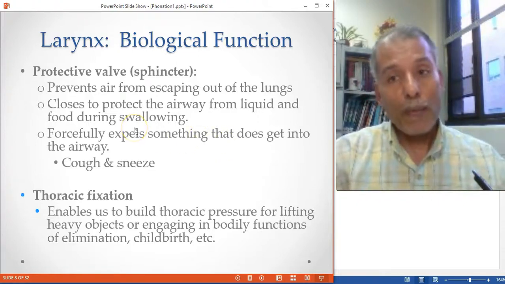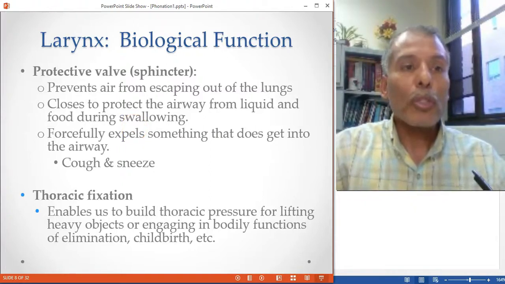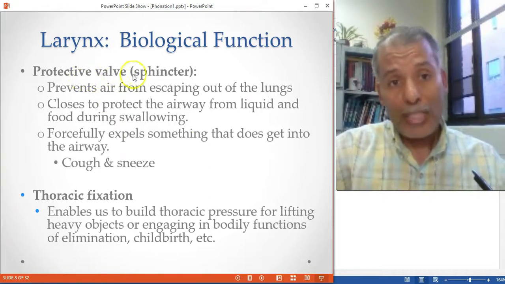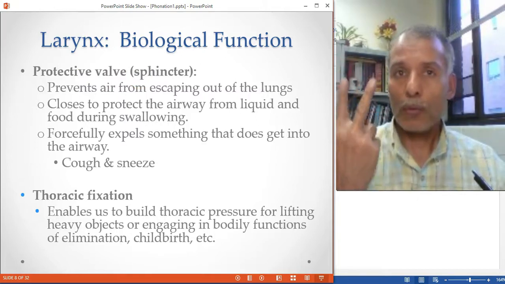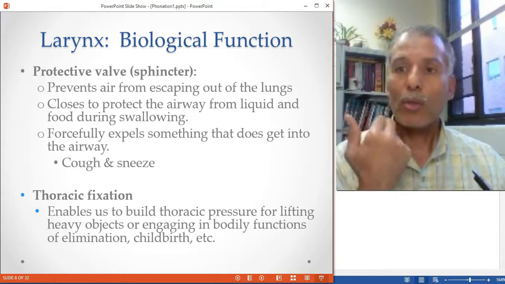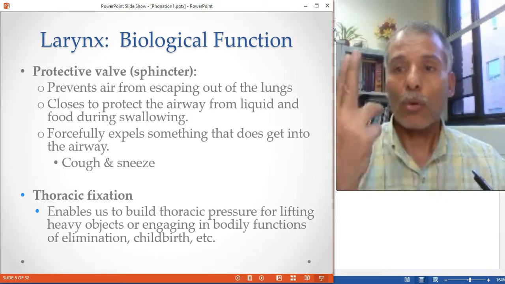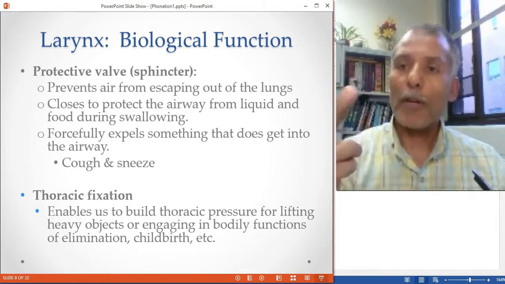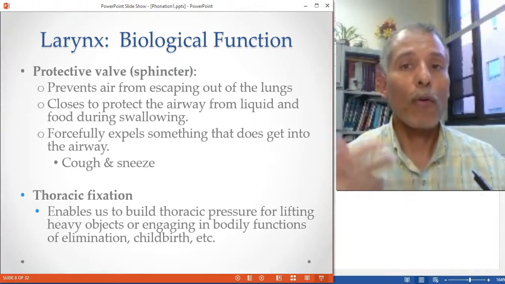So it has primarily biological functions, and then we learn to adapt it for speech, and that's a secondary function. One of the biological functions is to protect the airway. If there's something that should not be going down the larynx, you close the vocal folds. And sometimes you close and then force them open very quickly by building pressure, and you expel anything that might have escaped, like when you cough or when you sneeze.